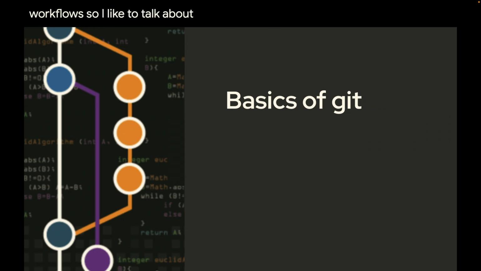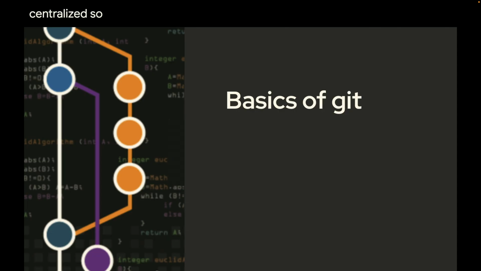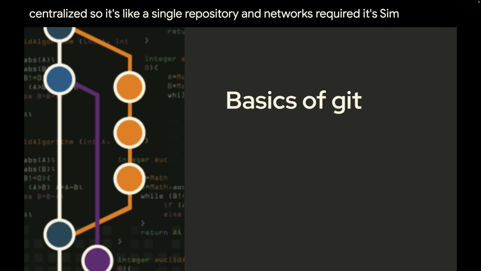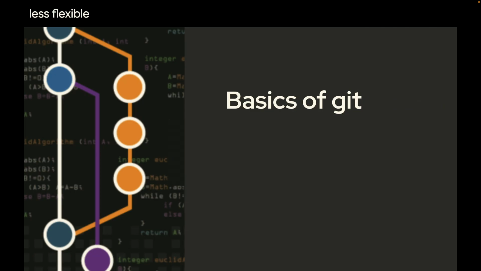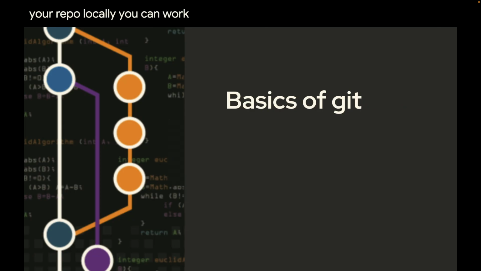I like to talk about a little bit of the difference between SVN and Git, because maybe some of us are old enough that we did use Subversion before. SVN is centralized, so it's a single repository and a network is required. It's simpler but less flexible, whereas Git is decentralized. You can work in your repo locally, you can work offline. It has fast branching and merging. It has way more control. So the difference is SVN is centralized where Git is distributed.